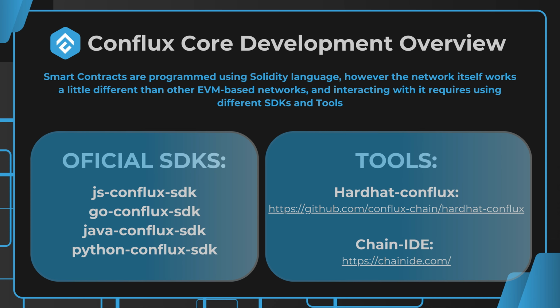Conflux Hardhat is an adaptation of the original Hardhat that can support development on Conflux Core. They support the different address notations and other differences that exist in Conflux Core development. Apart from that, there's also Chain ID, which is an interface that allows you to develop on Conflux Core.